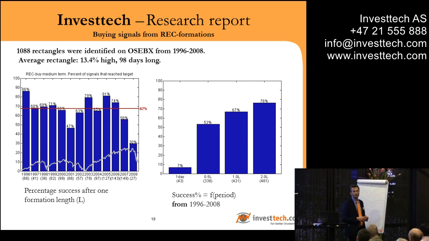7% went up just in one day. 53% went up to the target price inside of half of the length of the price pattern. 67% went up within one length. That's the theory of technical analysis. And actually 76% of the stocks with a buy signal from a rectangle went up to the target if we had added 2 lengths of the time frame. So double the length of the price pattern.